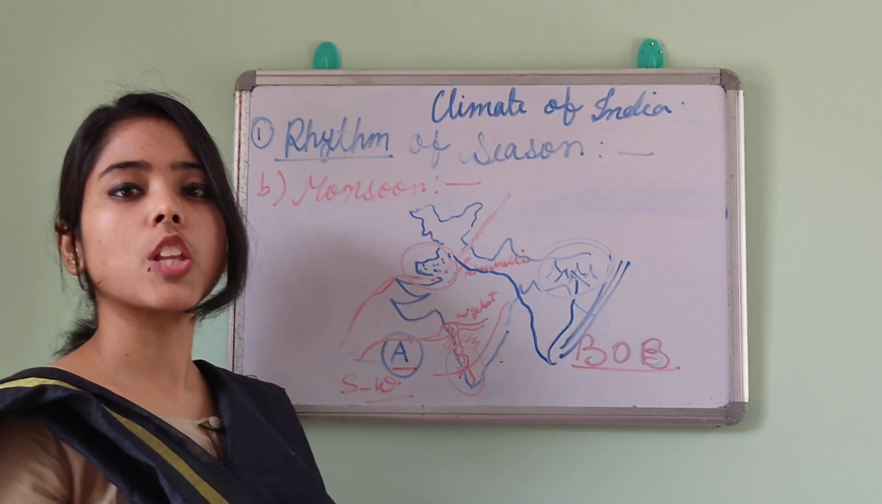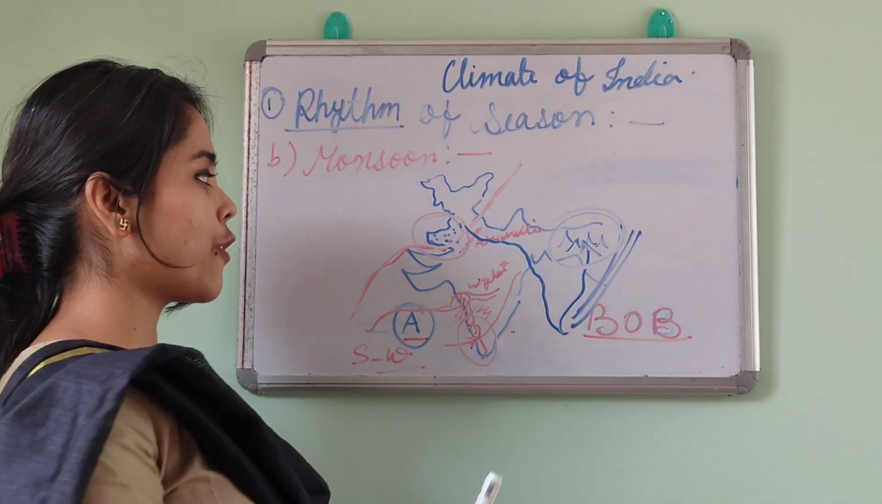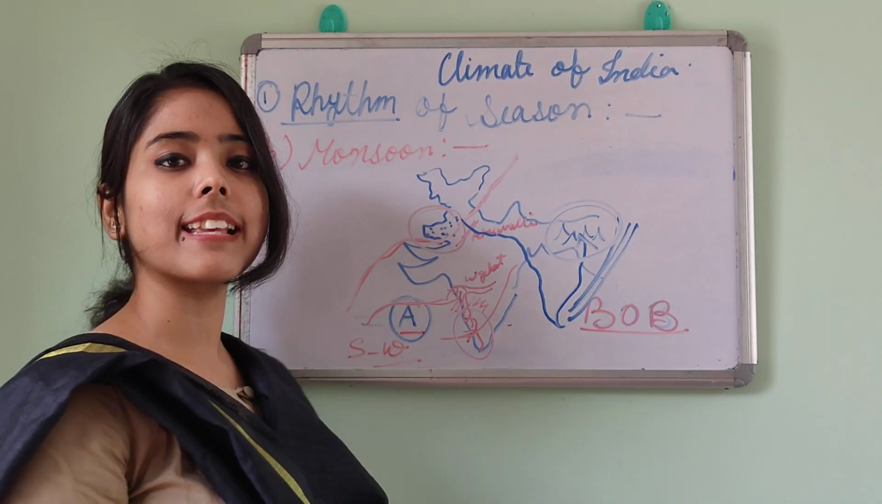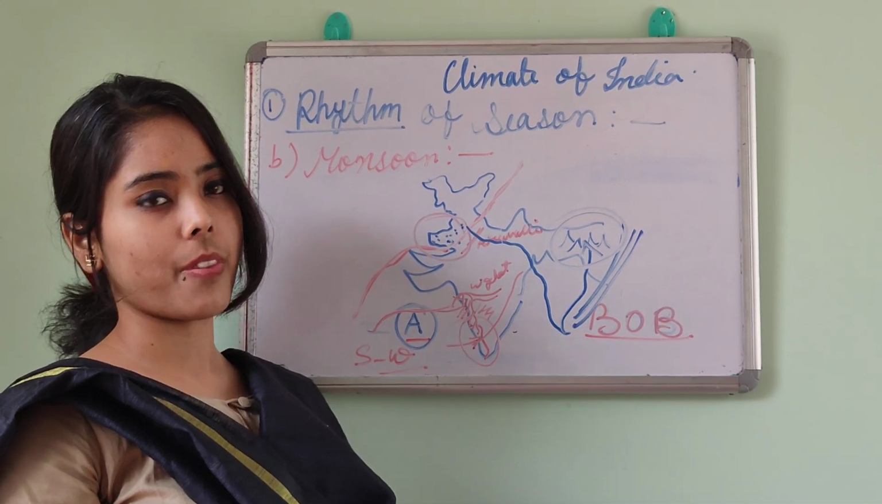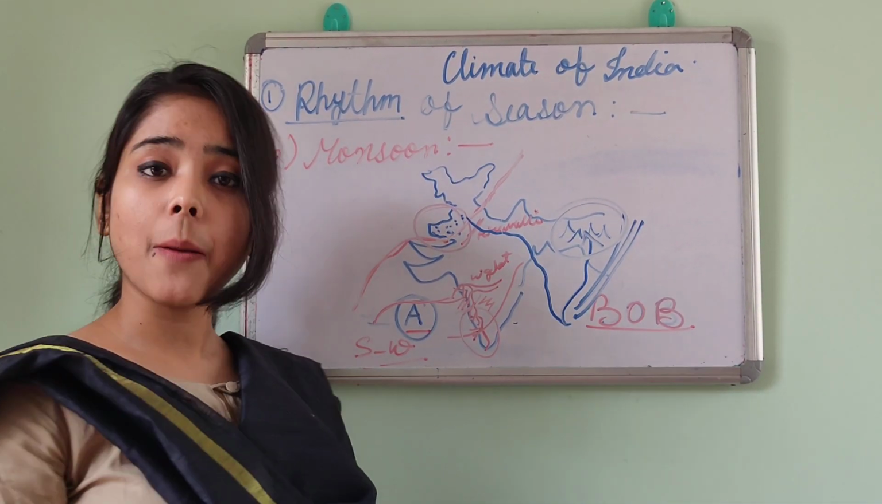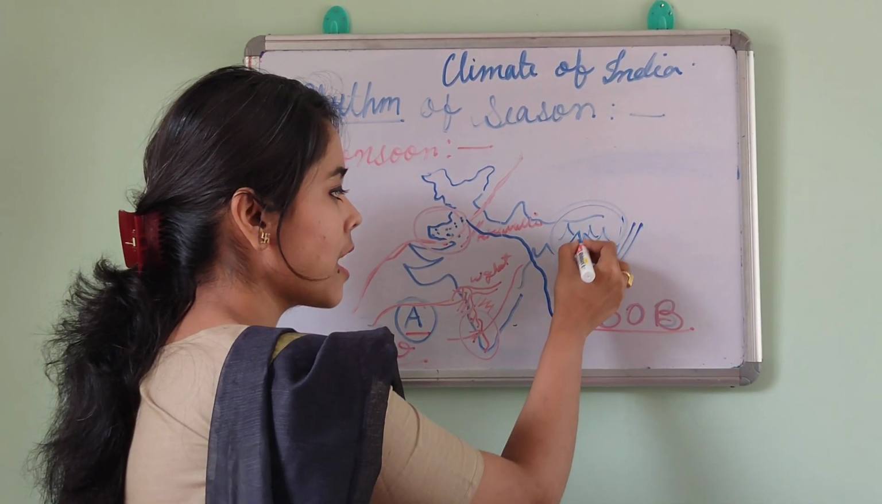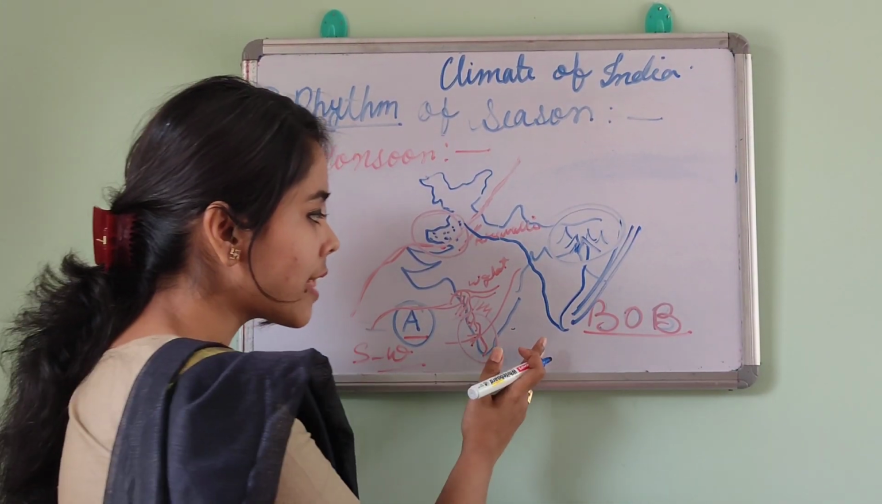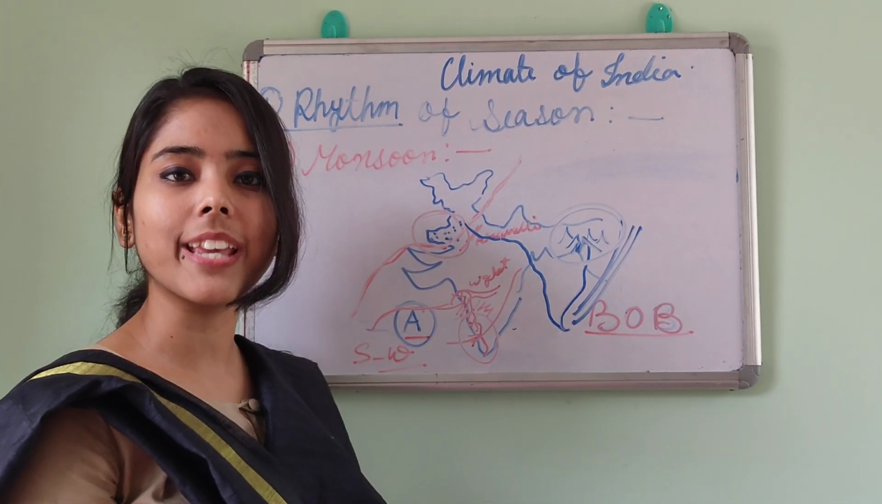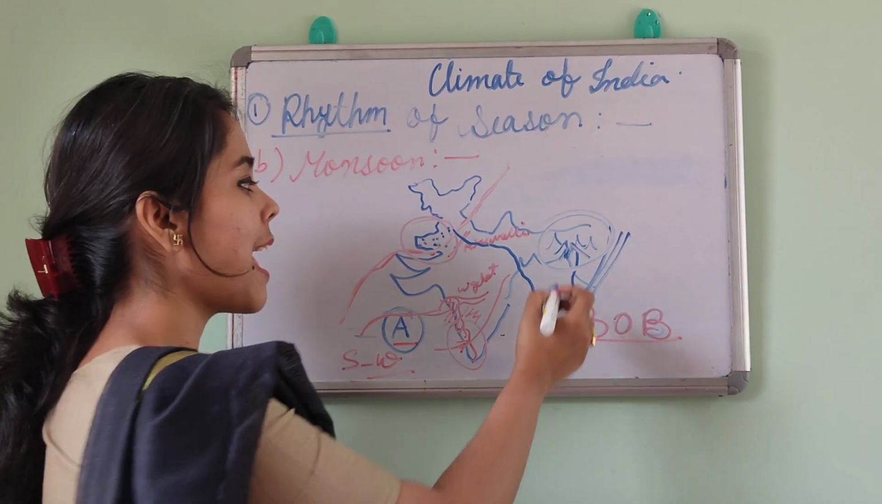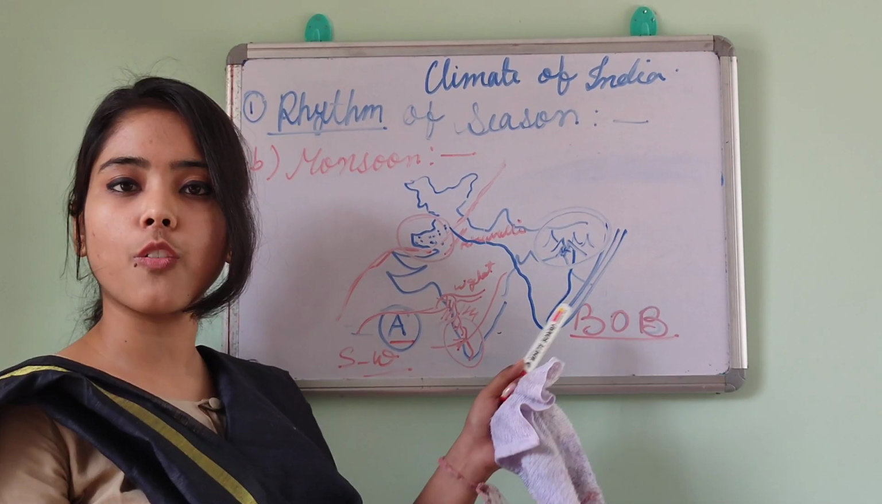And that's why the world's heaviest rainfall place is located over here, that is Cherrapunji monsoon. Why? Because Cherrapunji is located on the windward side. That's why when the Bay of Bengal branch is moving, it is carrying a huge amount of moisture and it can easily cause rainfall over there.